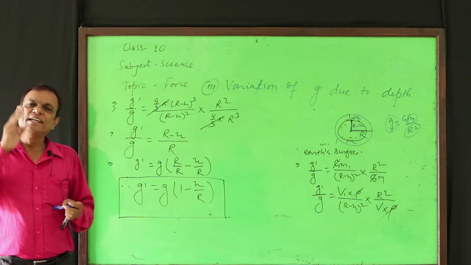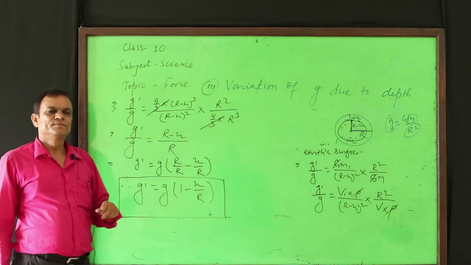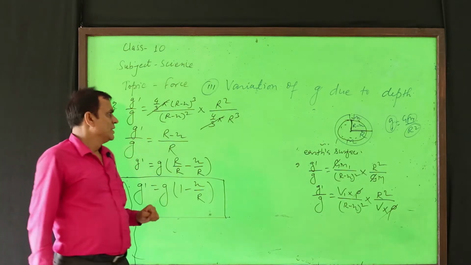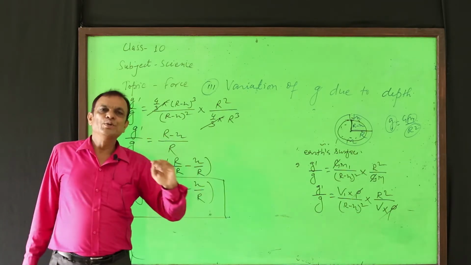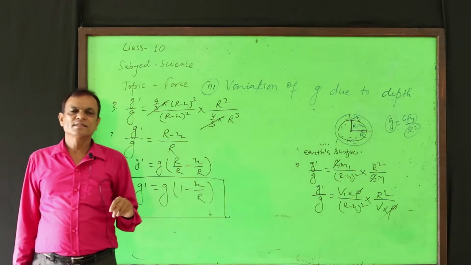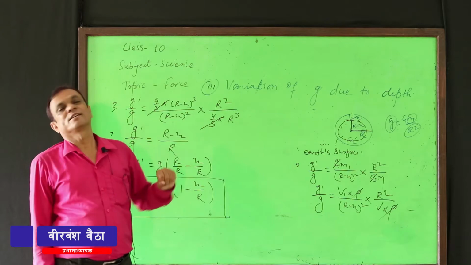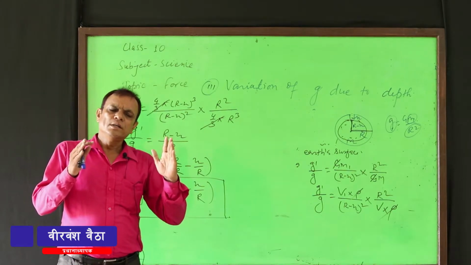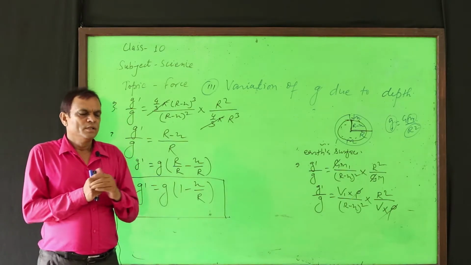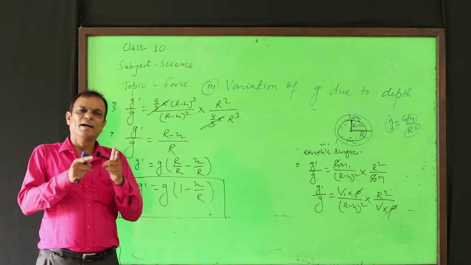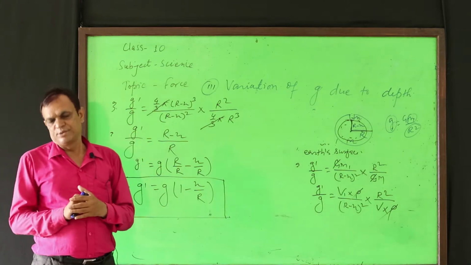We have studied here three terms related with acceleration due to gravity or variation of g. Number one, according to the shape of the earth. Number two, according to height above the earth's surface. Number three, according to depth below the earth's surface. The acceleration due to gravity may also vary due to rotation of the earth, but we don't study that here. It is only for higher education.